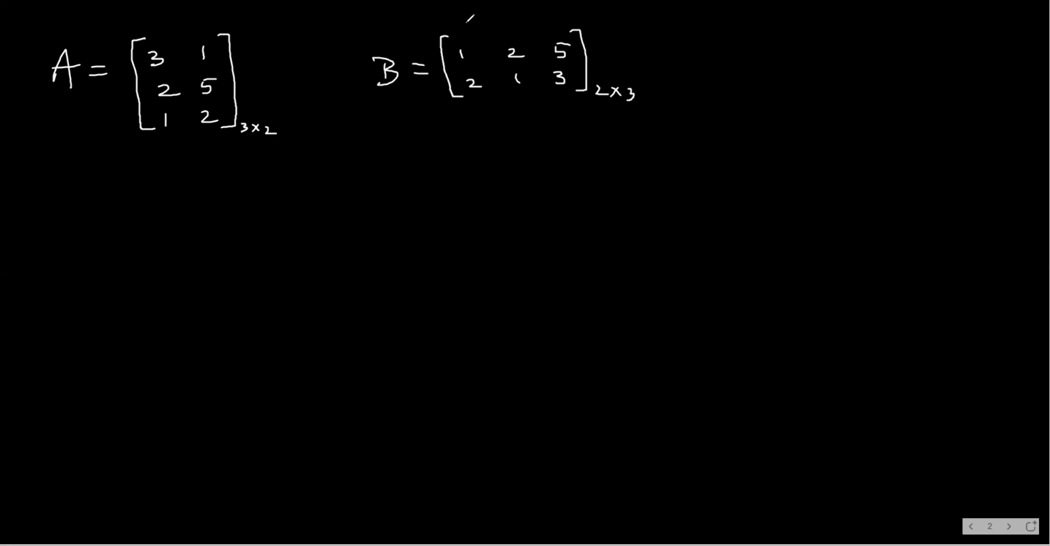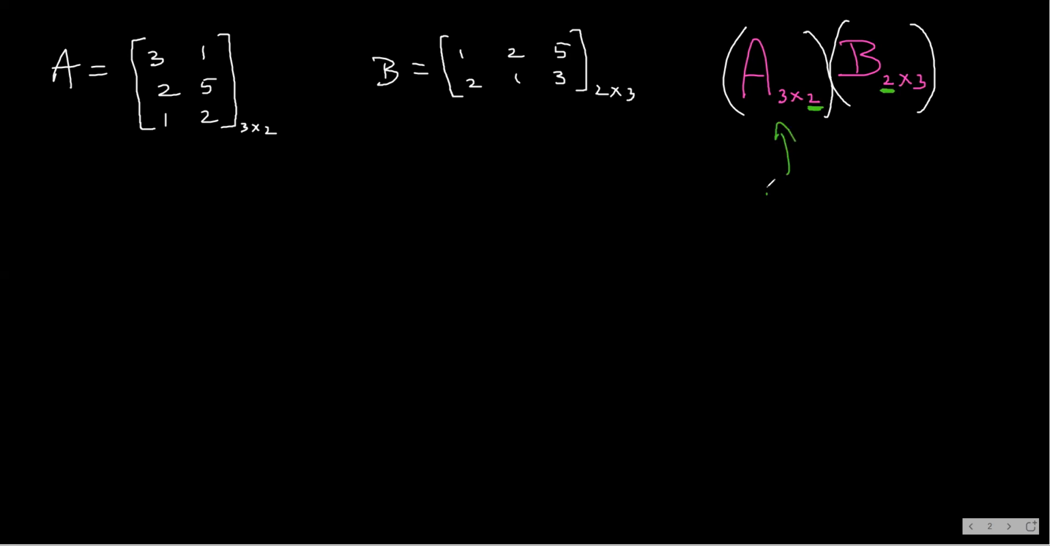As you know, matrix A has order 3 by 2 and matrix B has order 2 by 3. So I can multiply these two matrices. I can go for A into B and get the product AB. Why? Because the number of columns in A is equal to the number of rows in B.